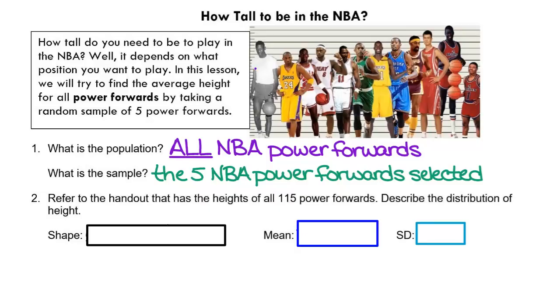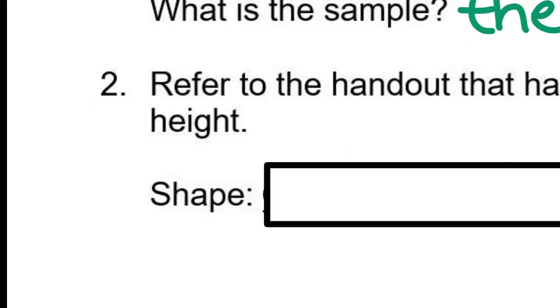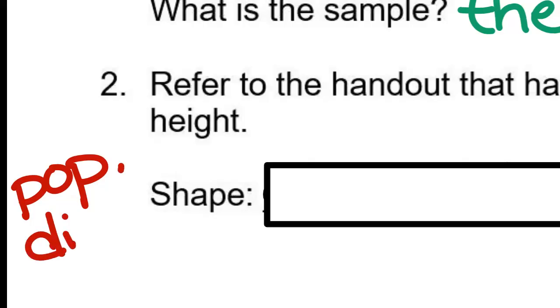If you look at page 16, like I said, that has all the heights for the power forwards in the NBA. If you look down at the bottom, underneath that list of all of their heights, there's a dot plot down there, and there's some summary statistics. I want you to look at the dot plot. That's the population distribution. What is the shape for the population distribution? I would say it's approximately normal just looking at it.